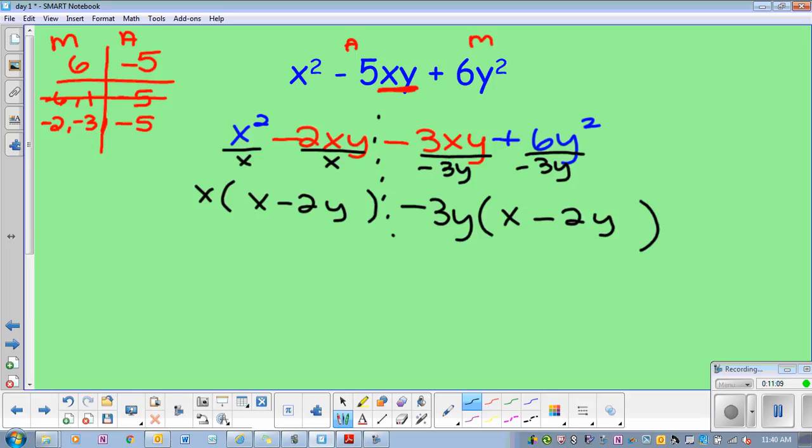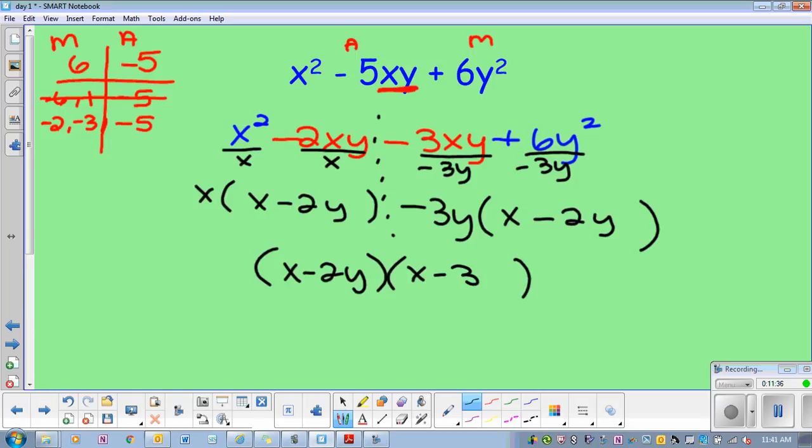Did I do this right? Yes, and we know that because the parentheses match. So now we can go into our double parentheses, x minus 2y. I put the negative 3 before the negative 2. That's okay. Then inside your parentheses, you should have x minus 3y. But they match, right? Then you're good.